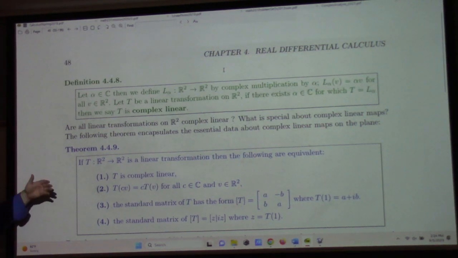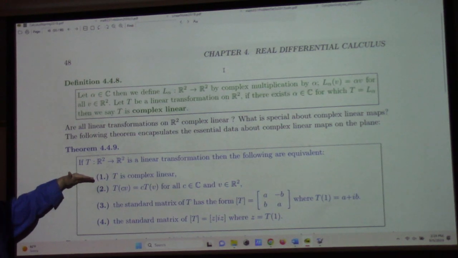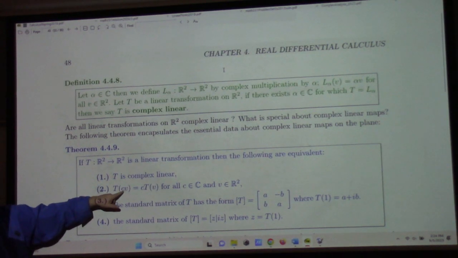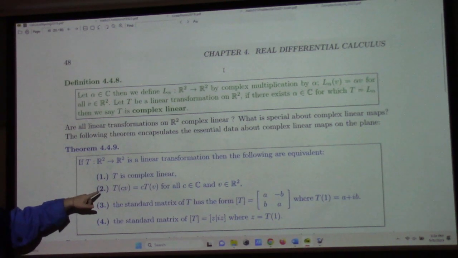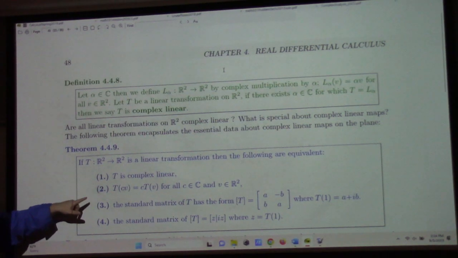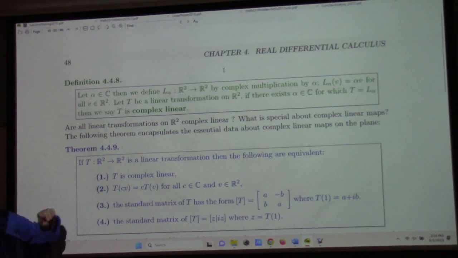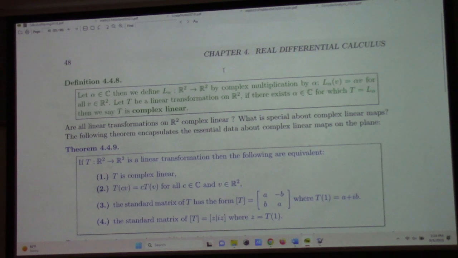And here's a list of equivalent conditions. T is complex linear. That's the definition. This right here is really crucial. A complex linear map is one where you can take a complex multiple of V and pull the complex number out. You can always pull a real number out of a linear transformation, but you can't pull a complex multiple out of a regular one. That, it turns out, is really the critical way to look at it from an abstract perspective.